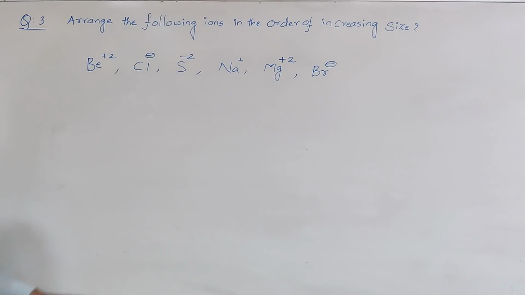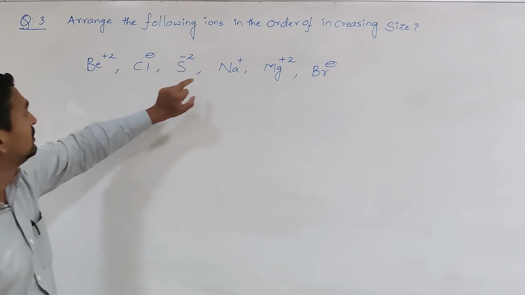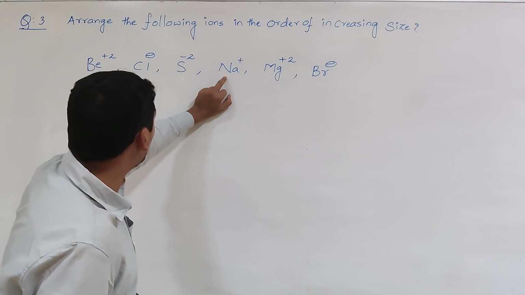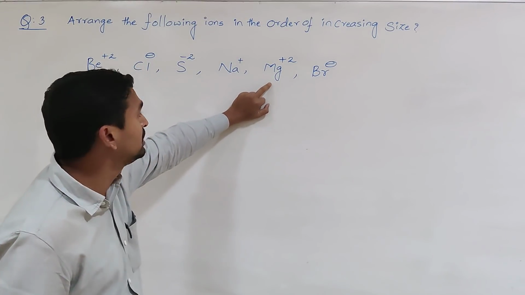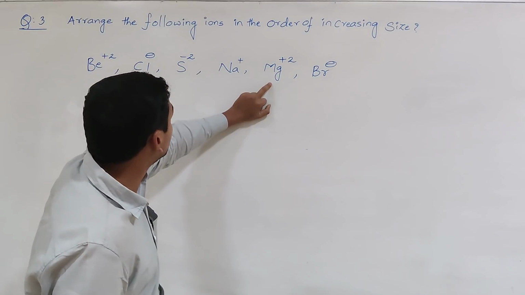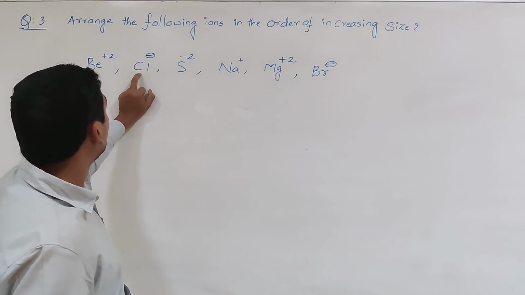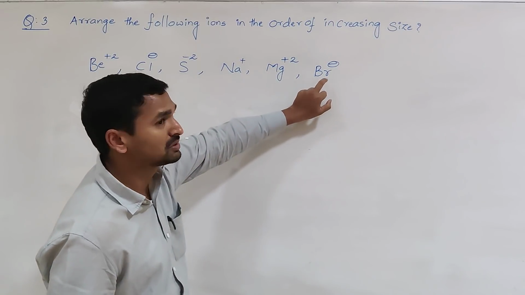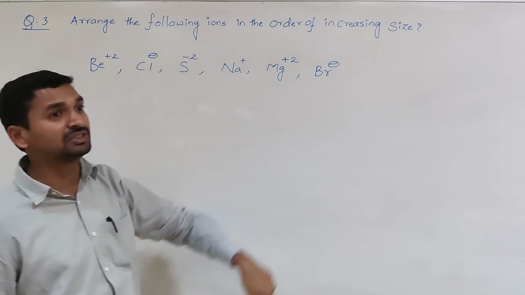In this case, beryllium belongs to the second period. Sodium and magnesium belong to the third period. In the same way, chlorine and sulfur also belong to the third period, but bromine belongs to the fourth period. Like that we can arrange the elements.